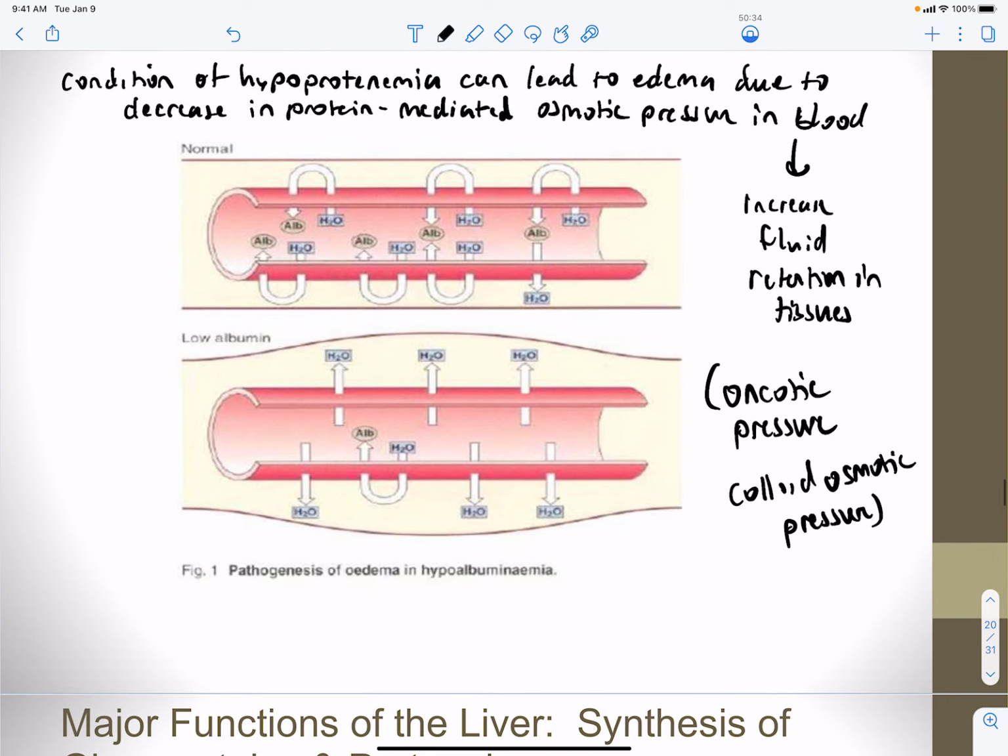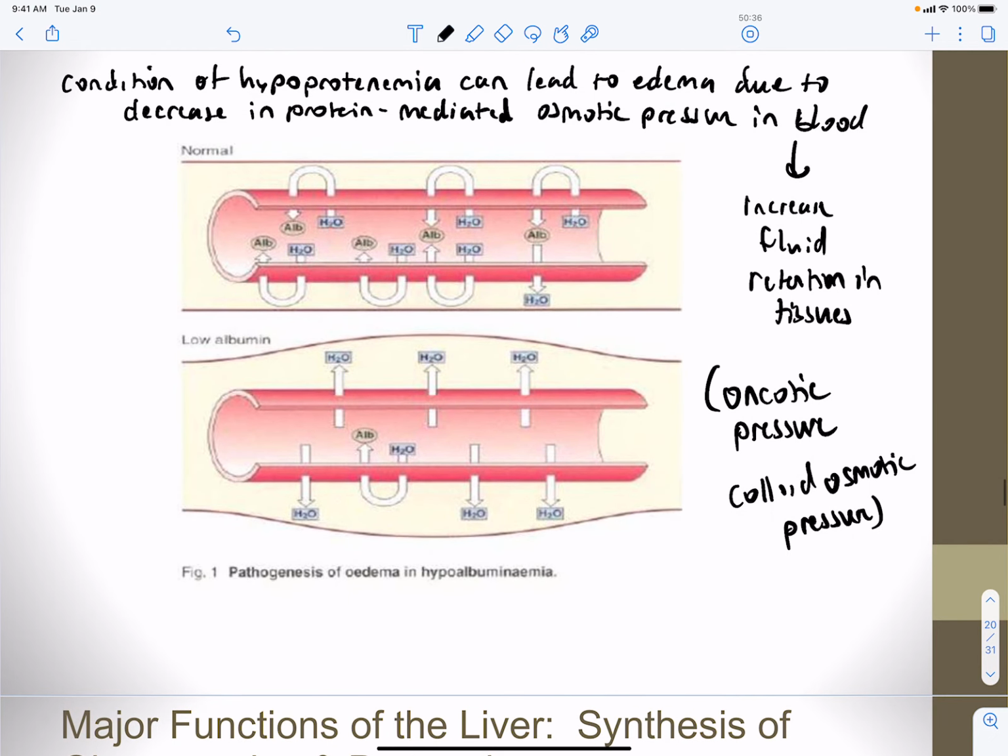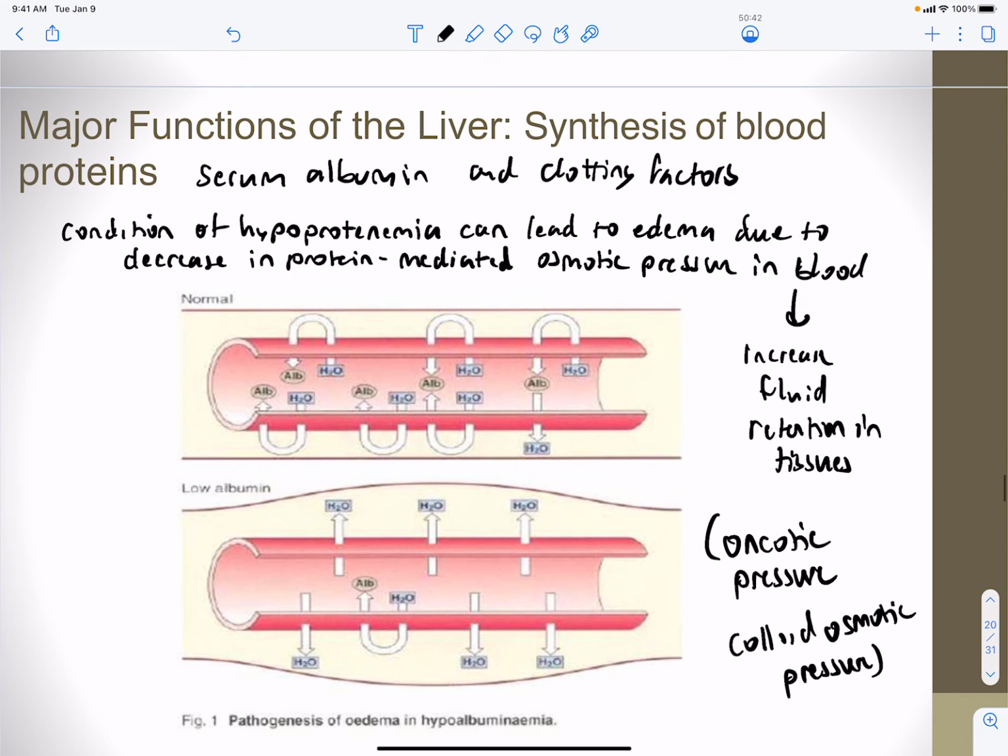Okay, so the most abundant plasma protein is going to be liver albumin. This is going to be about 55 to 60% of your total protein pool in the blood.